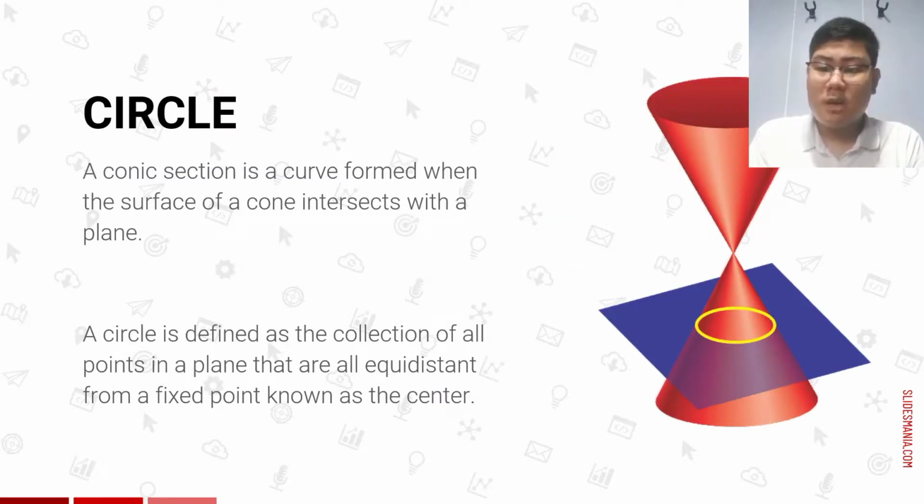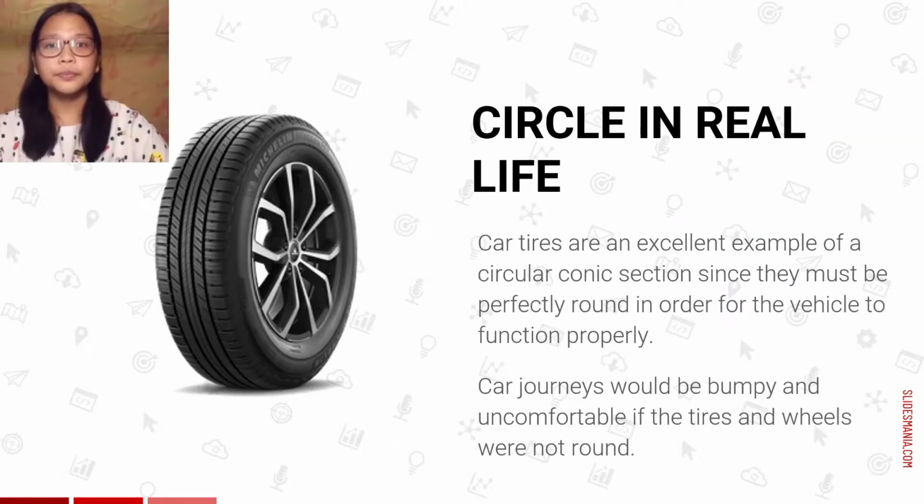And the very first conic we'll be tackling is a shape we are all familiar with, and it is the circle. A circle is defined as a collection of all points in a plane that are all equidistant from a fixed point known as the center, with the distance from the center called the radius, and the distance around the circle called the circumference.